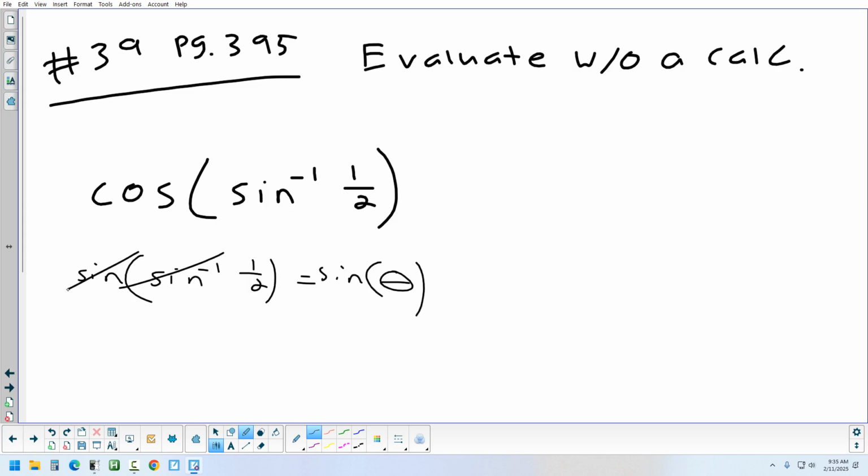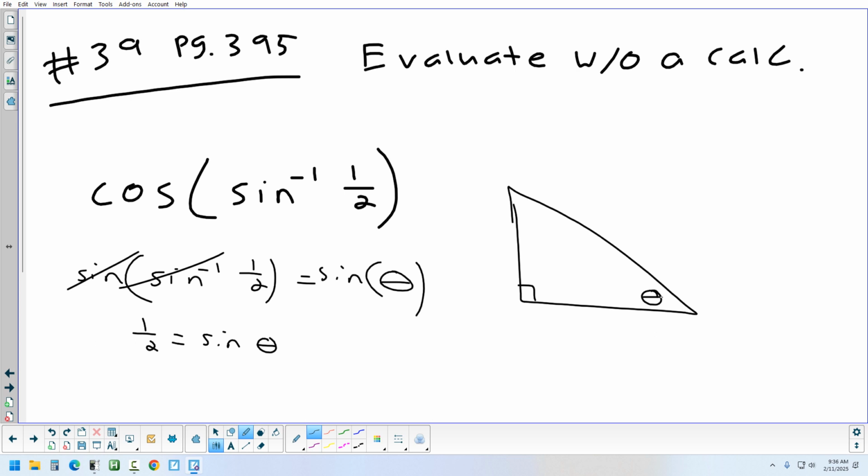And now I have 1/2 equals sine theta. My next step would normally be to make this number a fraction. It already is. So we're good with that. Now we draw a diagram. Nick, what two sides can I label based on that information? And tell me what numbers I should use.